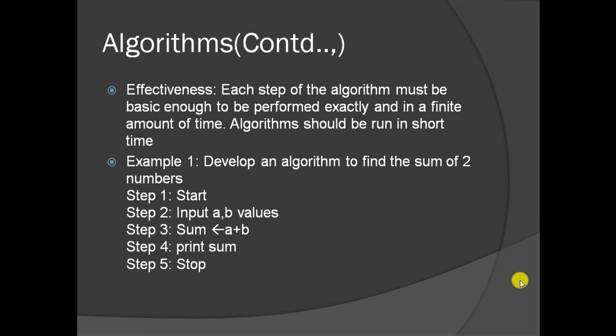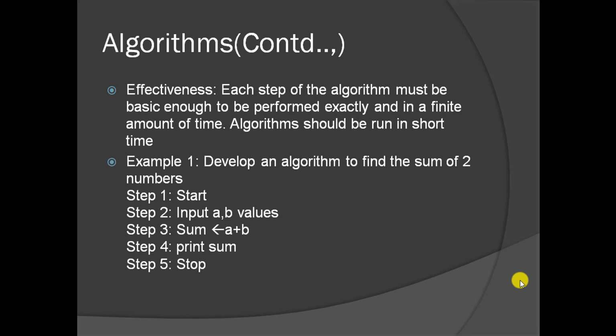So the next one is effectiveness. Each step of an algorithm must be basic enough to be performed exactly and in a finite amount of time. So if you take an algorithm, it should finish in a finite amount of time, and it should perform exactly or precisely. That means it should produce a correct result. So in other words, an algorithm should run in short time. If you run a program in very short time, that means that algorithm is effective.